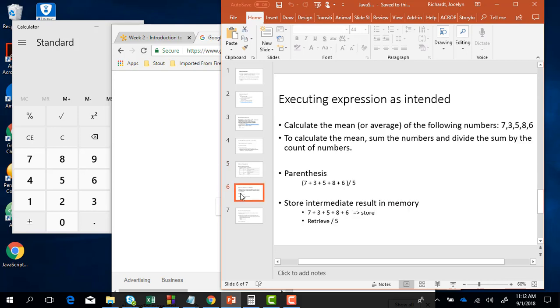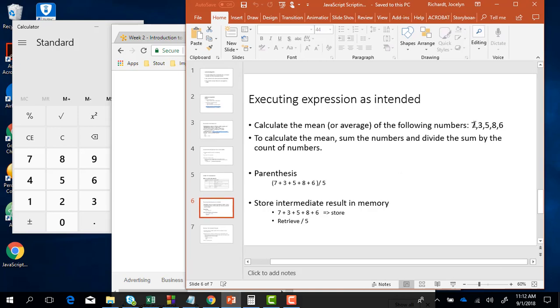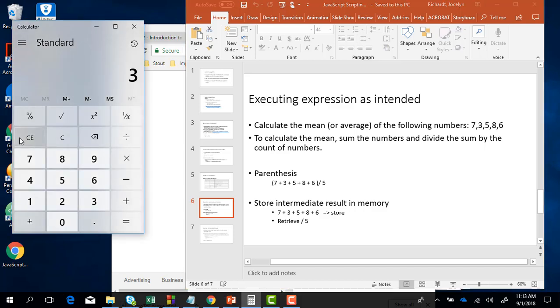So in order to calculate an expression as intended, sometimes we need to use parentheses. Let's say we want to find out what the average is of these numbers. So we have 1, 2, 3, 4, 5 different numbers. If we add them up and divide them by 5, that should give us the average. So let's take a look at that on our calculator.